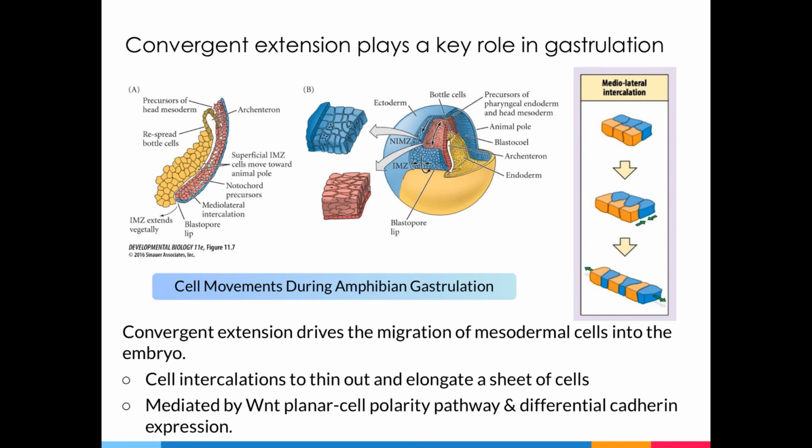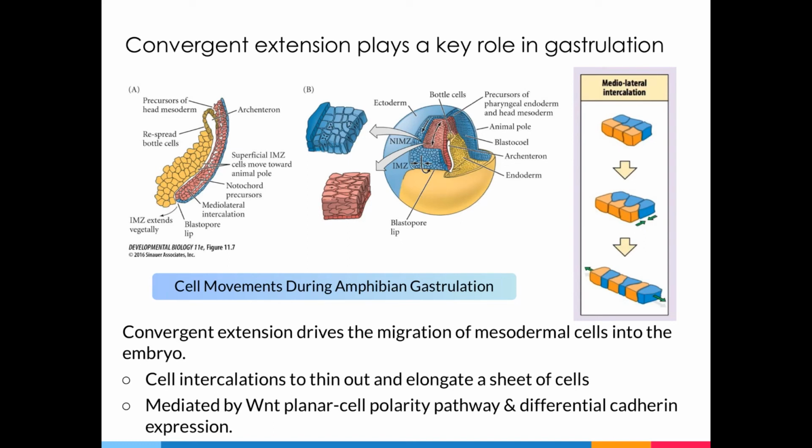The process of convergent extension plays a key role in gastrulation and in other morphogenetic processes as well. It's a mechanism for elongating a sheet of cells in one direction while narrowing its width, and it occurs by the rearrangement of cells within a sheet. It can happen by two different mechanisms, and one of these involves the intercalation or shuffling of cells between each other along the mediolateral axis.